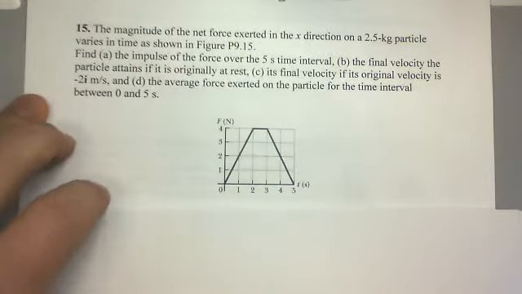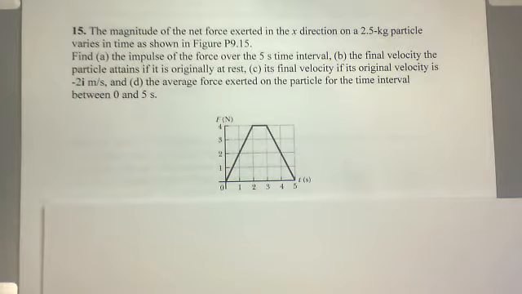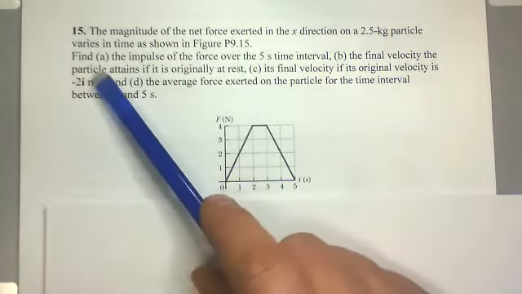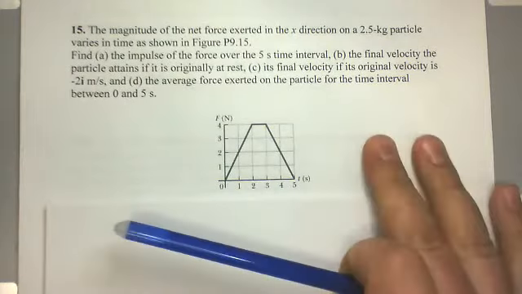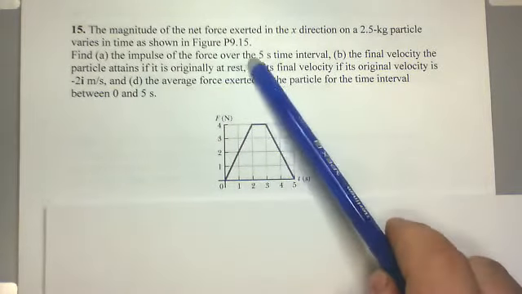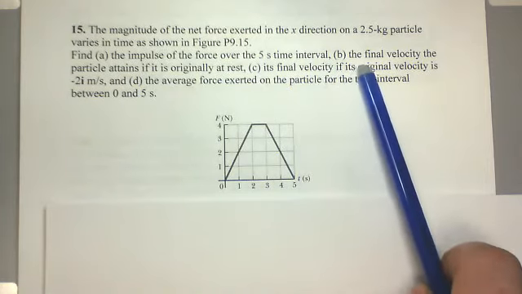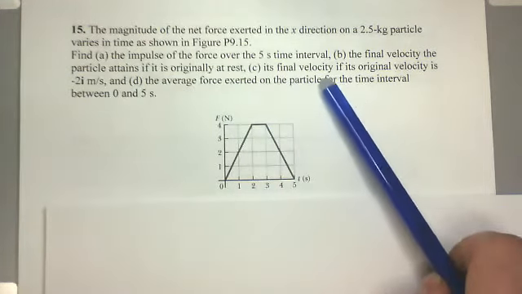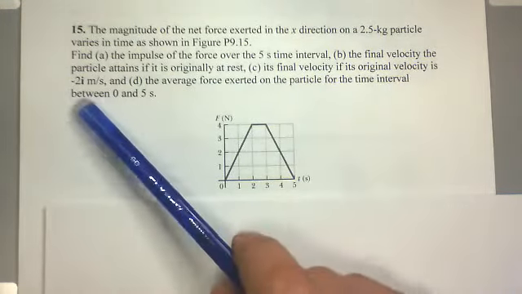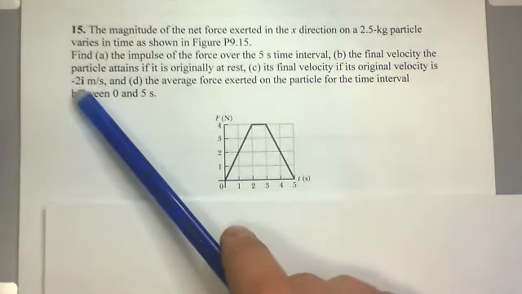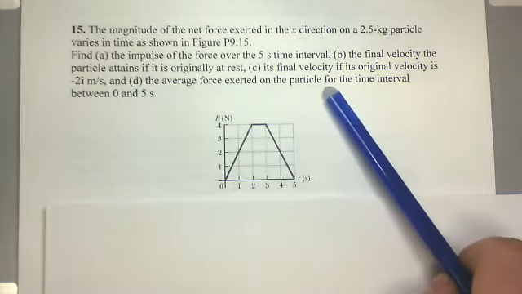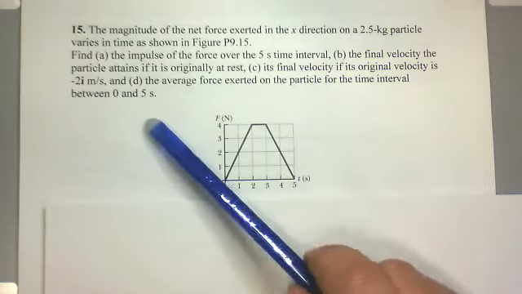Now let's work with the concept of impulse. The problem is as follows. The magnitude of the net force exerted in the x direction on a 2.5 kilogram particle varies in time as shown in this figure. Find A, the impulse of the force over the 5 seconds time interval. B, the final velocity the particle attains if it is originally at rest. C, its final velocity if its original velocity is minus 2 i hat meters per second, where this is the unit vector with respect to the x-axis. And D, the average force exerted on the particle for the time interval between 0 and 5 seconds.